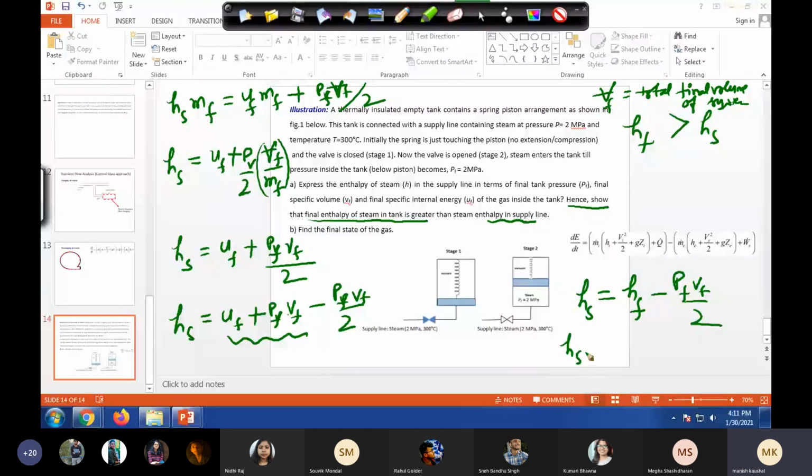Now you see that you can always write this way, HS minus HF, and it is coming out to a negative quantity. So H supply is less than HF. That's why I asked. Right, Nidhi? Yes. Okay. And part B I am leaving for you, where you see the steam table, and I've given you the main equation, so it's not difficult.